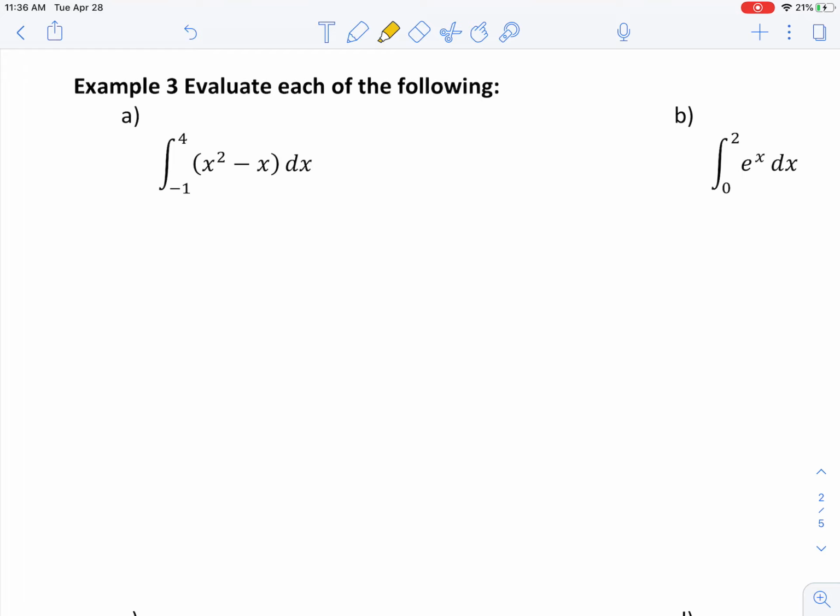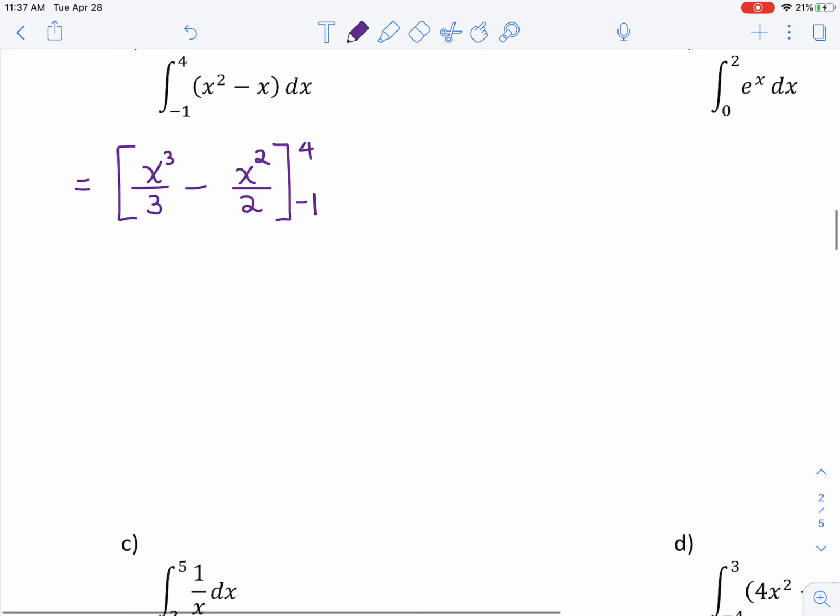All right, evaluate each of the following. We're integrating from -1 to 4, and the function is x squared minus x. So first find the antiderivative. So x to the 3rd power divided by 3 minus x to the 2nd power divided by what? 2. Now put this in an intermediate notation. Put this antiderivative in a bracket. Put the 4 on top and put -1 in the bottom.